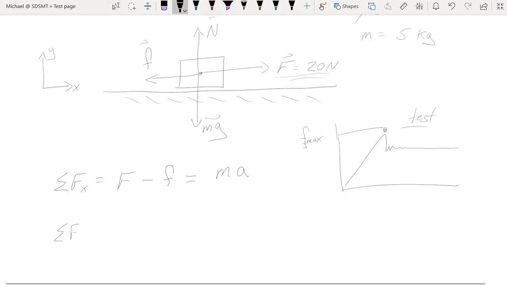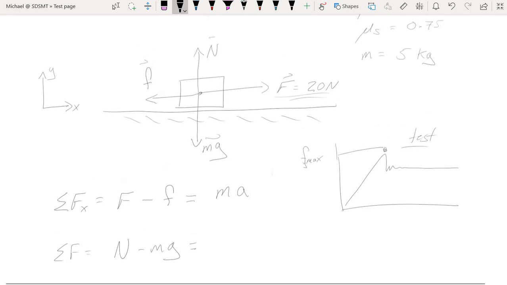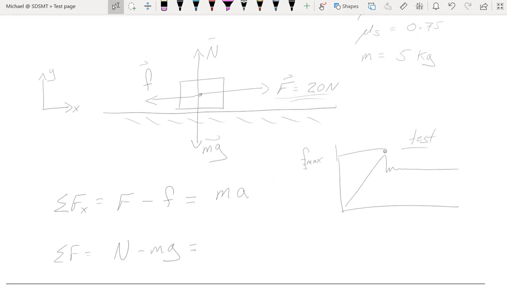In the y direction, we have the normal force pointing up. We have the weight pointing down. The block should not lose contact with the tabletop, and there's nothing else in the system to indicate that the block will be pressed down or pulled up away from the countertop. It's just the normal force and the weight, and so those two should add up to 0.